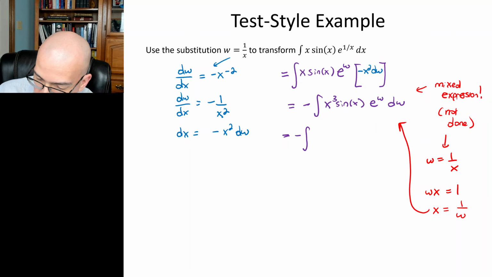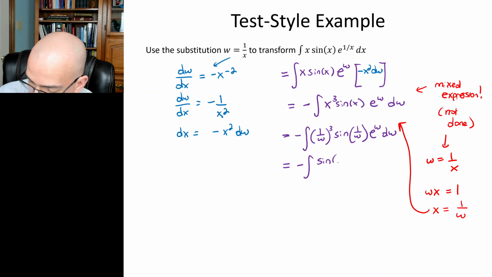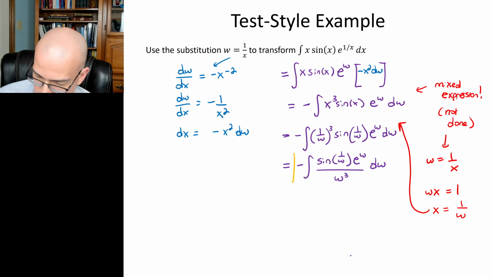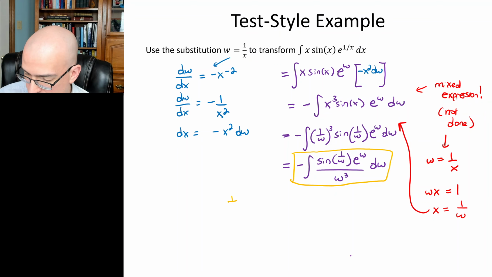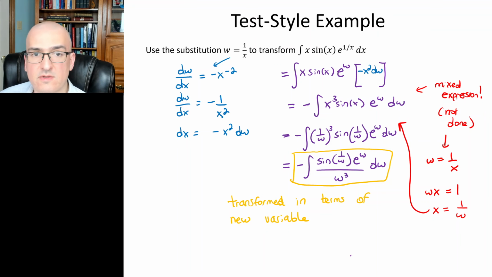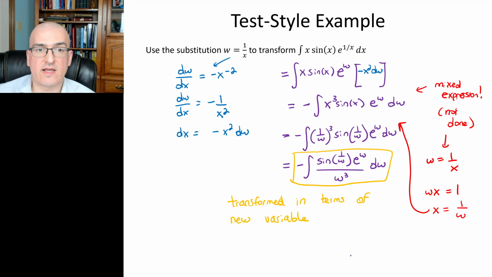So we have minus integral 1 over w cubed times the sine of 1 over w times e to the w dw, which I'll clean up a little bit. Negative integral sine of 1 over w e to the w over w cubed. And that's our transformed integral. Is it better? Is it worse? It's worse. I think it's worse. But we've transformed it in terms of the new variable. And to continue, I'm not even sure what we would do, but hey, we've transformed it. That's all that was asked of us.